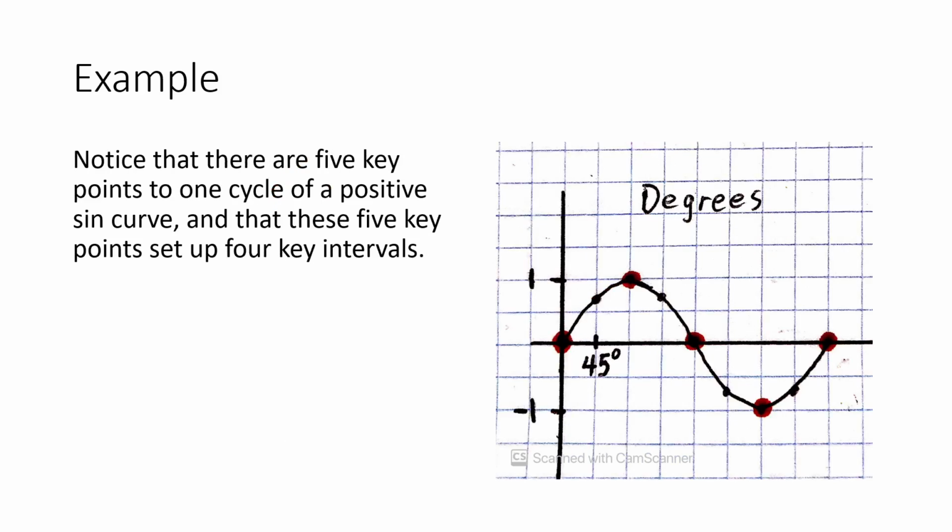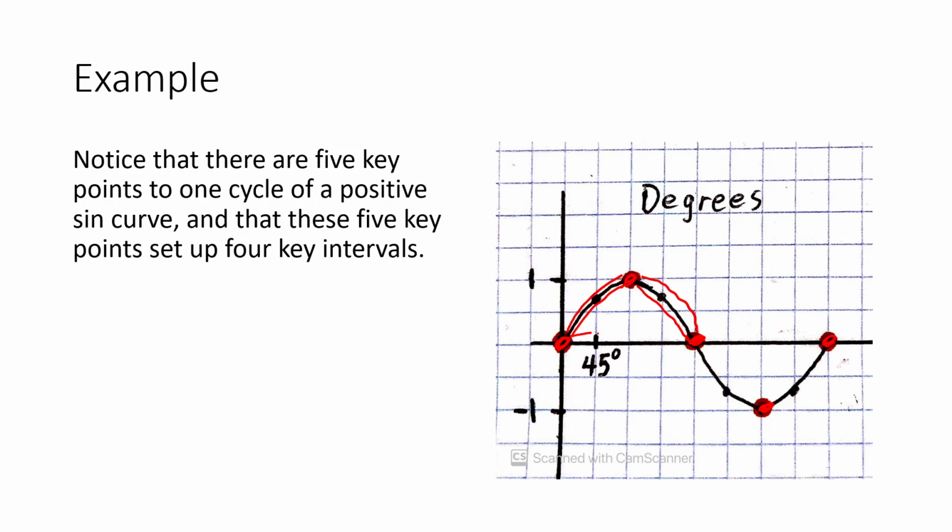Now, this is key. There are 5 key points to a cycle of a positive sine curve. We go from (0, 0) to (90 degrees, 1), to (180 degrees, 0), to (270 degrees, -1), to (360 degrees, 0). 5 key points. Something that's really important to get is that the vertical distance from point 1 to point 2 equals the vertical distance from point 2 to point 3. It's the same vertical distance.